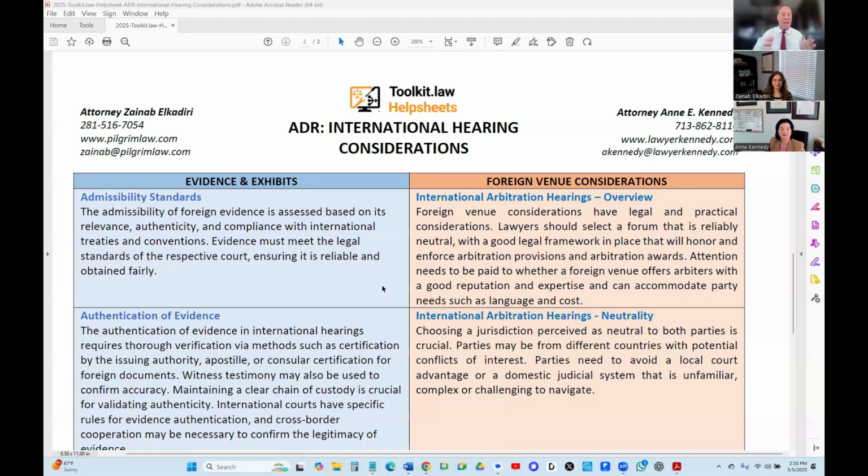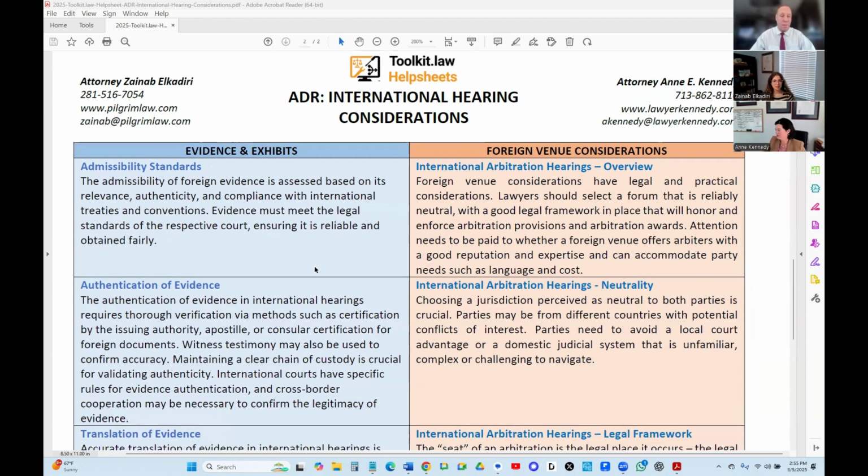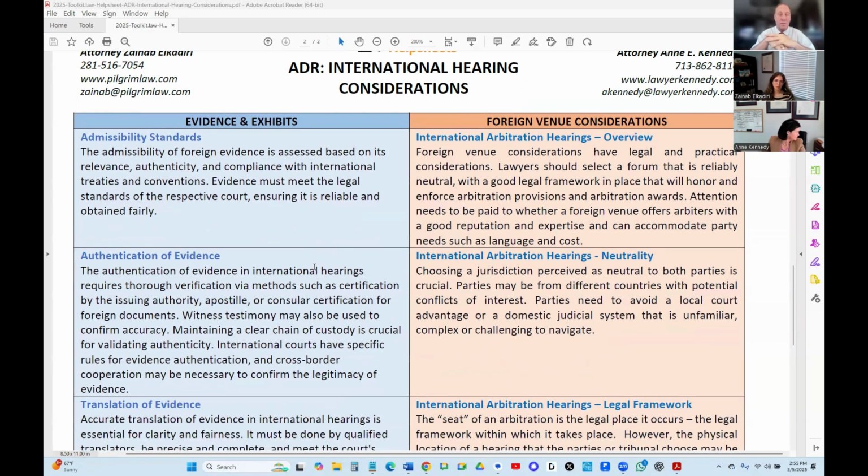Now, I believe you have evidence and exhibit considerations. Is that correct? That's correct, Tom. My next area is going to focus on evidence and exhibits, and my first section is on admissibility standards. The admissibility of foreign evidence is assessed based on its relevance, authenticity, and compliance with international treaties and conventions. Evidence must meet the legal standards of the respective court, ensuring it is reliable and obtained fairly. So you definitely want to dig deeper and find out what the legal standards are of the respective court you're looking at.